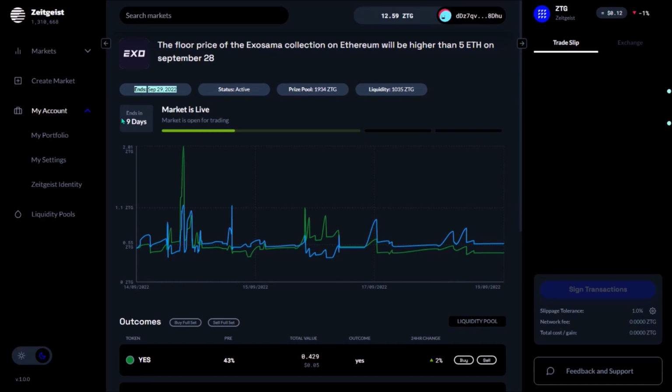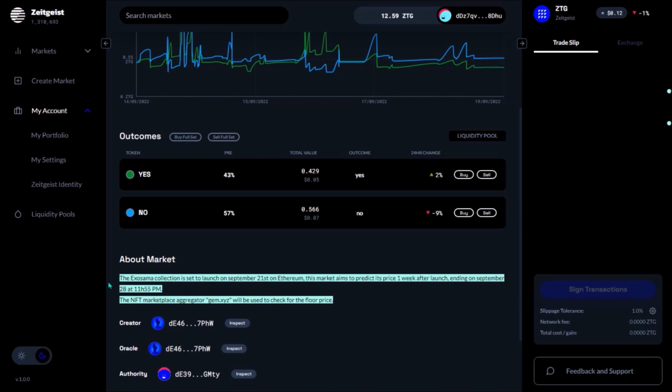So this Kusama market ends in 9 days and is currently open for trading. Here is the chart indicating how the price of yes and no tokens developed over time since the market opened for trading. Yes token is the green line, no is the blue one. The outcome tokens are denominated in ZTG. Down here there is additional information which further elaborates on the question asked in this market and also how the market will be resolved. Here is the Zeitgeist address of the creator of this market and also the oracle of this market, usually the same address. This is the account that will be responsible for submitting the outcome when this market ends.